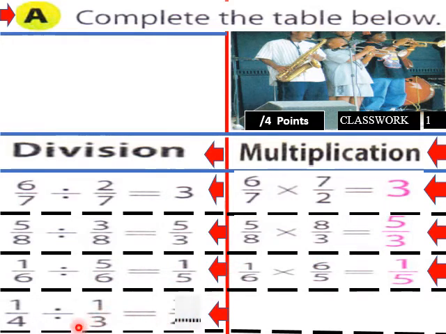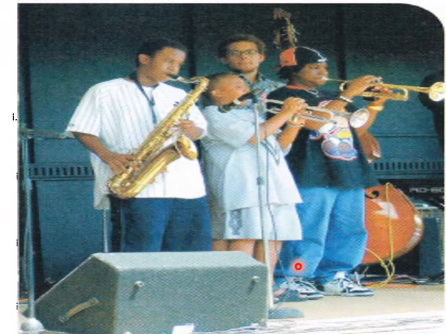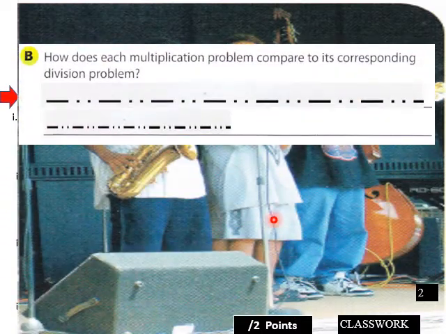Wow. So what's our next one? 1/4 divided by 1/3 equals 3/4. And if we multiply 1/4 times 3/1, which is the reciprocal of 1/3, we get the same answer, 3/4. So you've definitely seen a pattern by now.